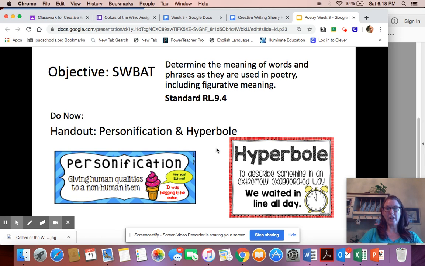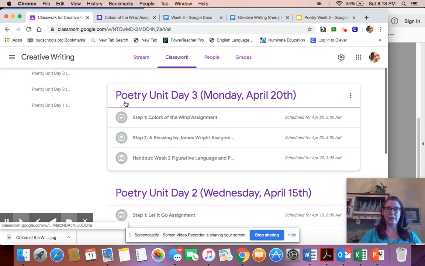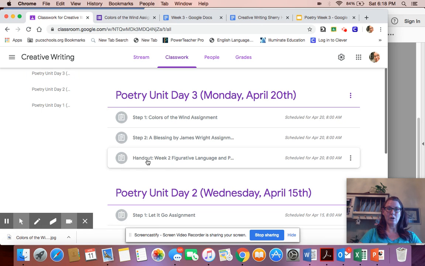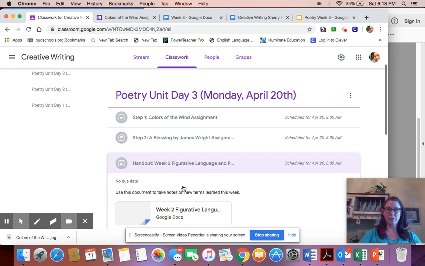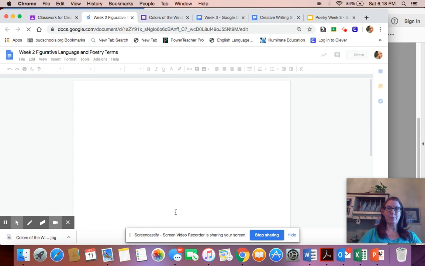So to start off today, we're going to be adding one term to our figurative language and poetry terms handout for week 2. So go ahead and if you go to our creative writing poetry unit day 3, open up your handout. It's the week 2 figurative language and poetry terms. And we're just going to be adding hyperbole today.